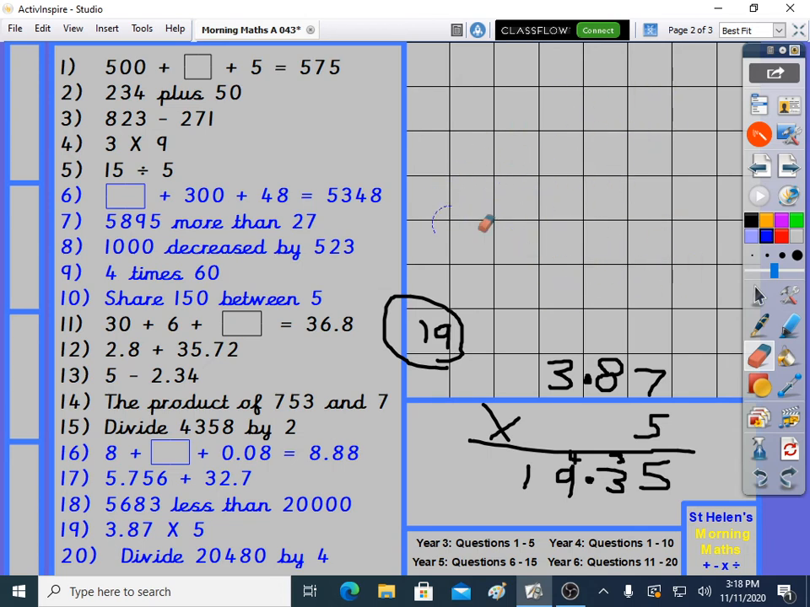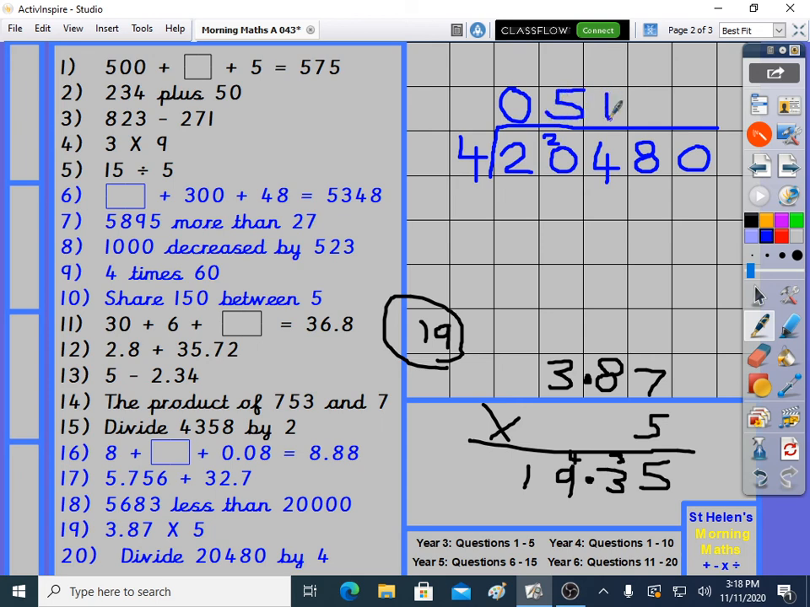20,480. But looking at those numbers, looking at those digits, it's not going to be very difficult. 20,000, because 4 fits into 20. It also fits into 4, 8, and doesn't fit into 0, so it's just a 0. So I can actually do this in my head, I think. It's going to be 5,120, I think. But let's make sure. I don't want to get it wrong. 5,000. There's the 100. 4 into 8 is 2. Yeah, 5,120. That was question 20.